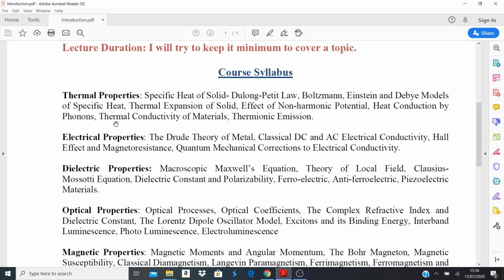So my plan here is to divide my lectures in different modules. For example, there will be one module on thermal properties, there will be one module on electrical properties, and within those modules I will be giving several lectures with variable duration.